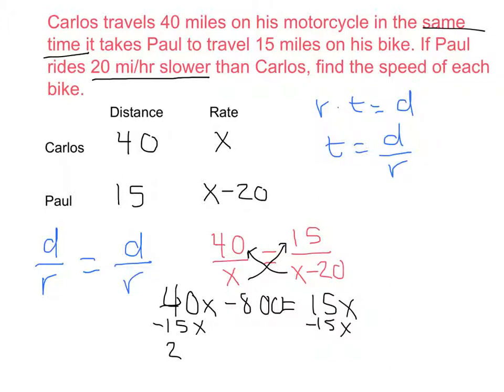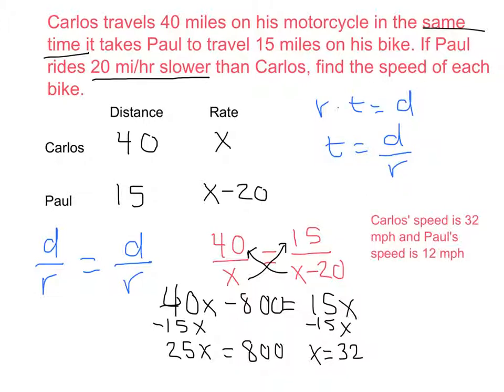25x equals 800. And our final answer is going to be 32. After we divide, write that in a complete sentence. Carlos's speed is 32 miles an hour, since that was our x from before. And that means Paul's speed is going to be 20 miles an hour less, so his speed is going to be 12.